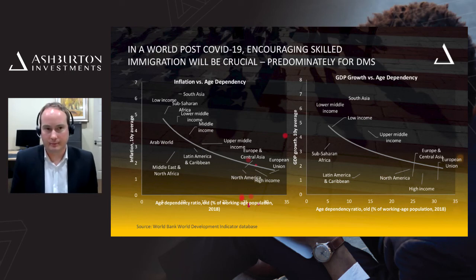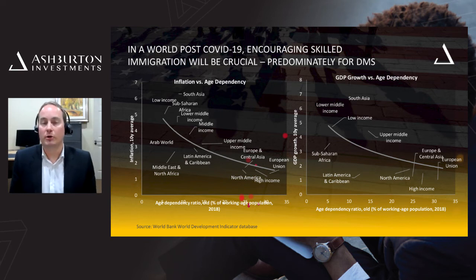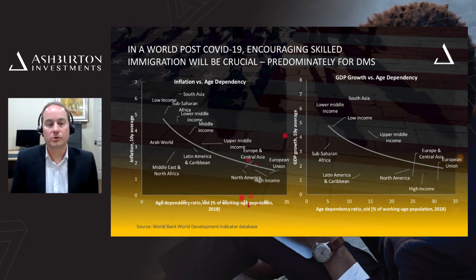So there's a fourth thing. As an old friend and colleague used to say, demographics becomes destiny. If you look at the link between inflation and age dependency, and GDP growth and age dependency, the more a country becomes older, in other words, the lower the ratio between those that are retired and those that are working, so more retirees for fewer people working, the lower inflation becomes, and the lower GDP growth becomes. If you look at the European Union, Europe and Central Asia, North America, and other high income countries, you'll see that all of those countries effectively sit in that space. This is also likely to affect lower growth and lower inflation.